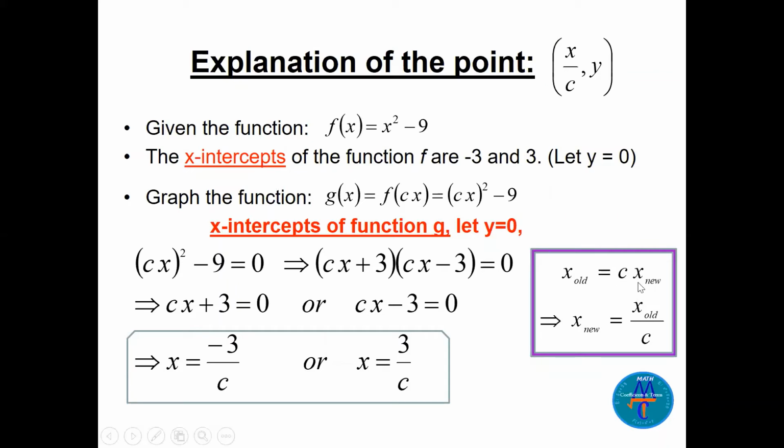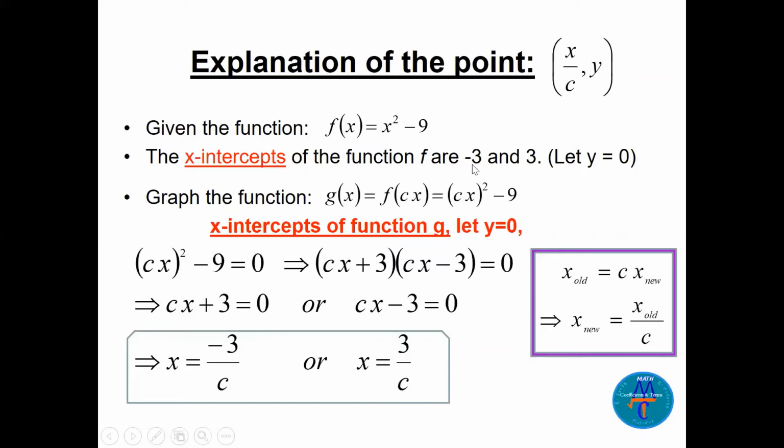Now, in this slide here, I will show why we divide, where we get x old is equal to c times x new. I will show you now here. Suppose we have a function, a normal function, a parabola, f of x is equal to x squared minus 9. Now, the x-intercept of this function is easy. Let y equal 0, so it will be minus 3 and 3.